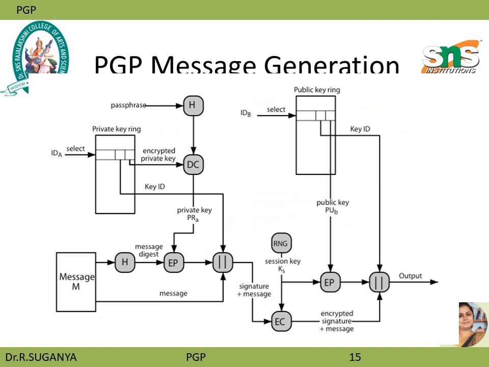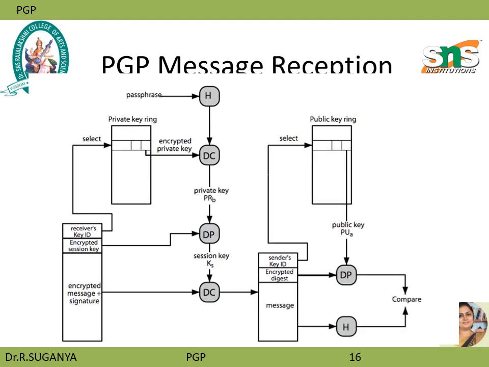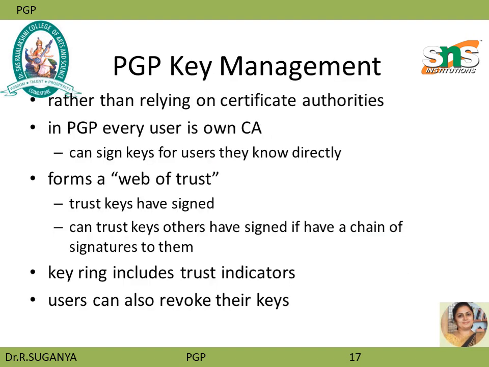So here is the PGP message generation, showing how PGP works and how the message is generated. It starts from the passphrase and the private key ring, showing how the private key with its key ID is used, and how the message is encrypted with the session key, and if there is a digital signature, how it is used, and how we get the output for the particular operations.